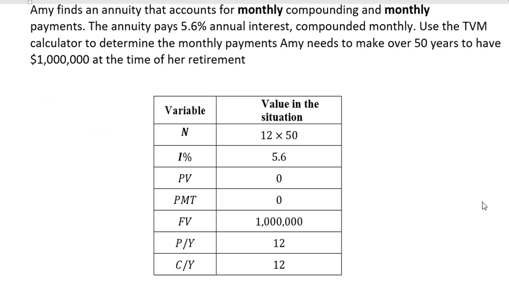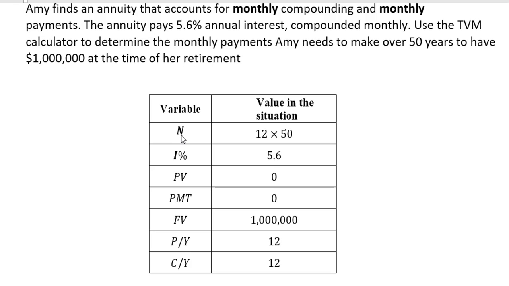Let's go to guided practice 1. Amy finds an annuity that accounts for monthly compounding and monthly payments. The annuity pays 5.6% annual interest, compounded monthly. Use the TVM calculator to determine the monthly payments Amy needs to make over 50 years to have $1 million at the time of her retirement.